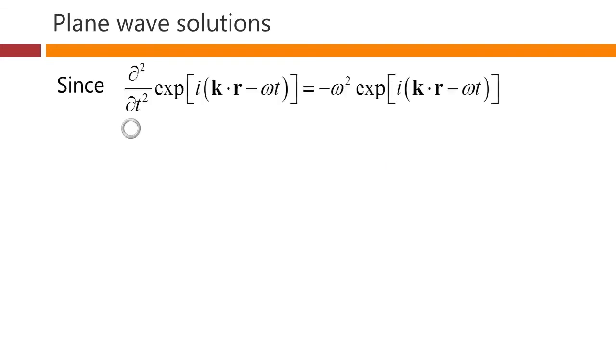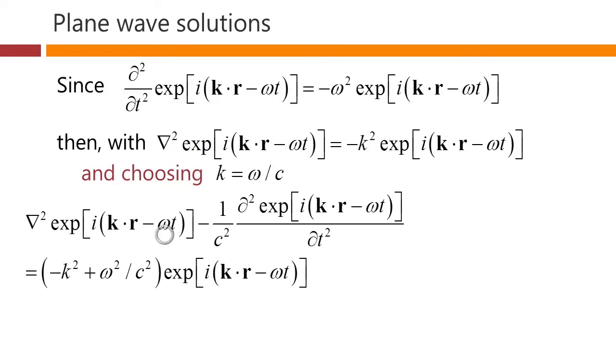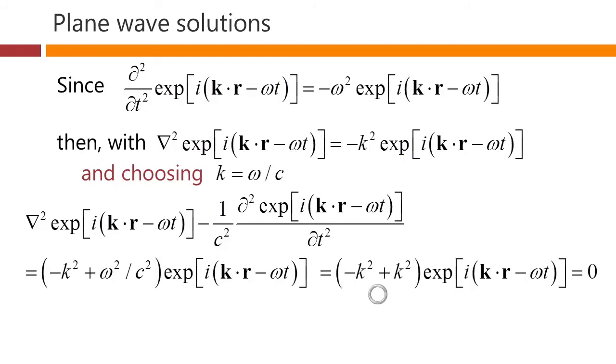Now, we already worked out the second time derivative of this. That was easy. That was minus omega squared times the same wave. So, with the result we just worked out, for the del squared of e to the i(k dot r minus omega t) being minus k squared times e to the i(k dot r minus omega t), and choosing k equals omega over c, then if we take this, which we figured out is all of that here, minus 1 over c squared times this, then adding that all up gives us minus k squared plus k squared times e to the i(k dot r minus omega t), which of course is just 0.